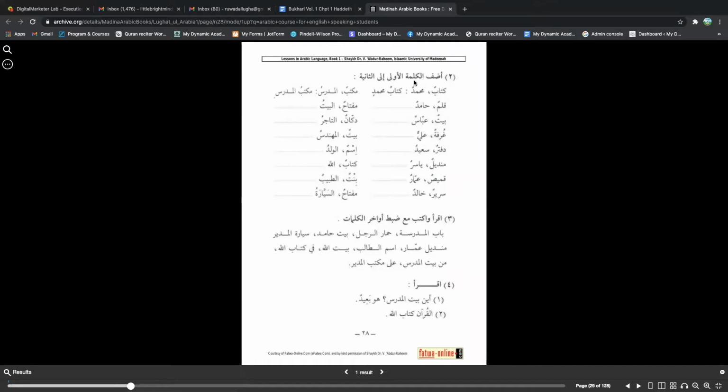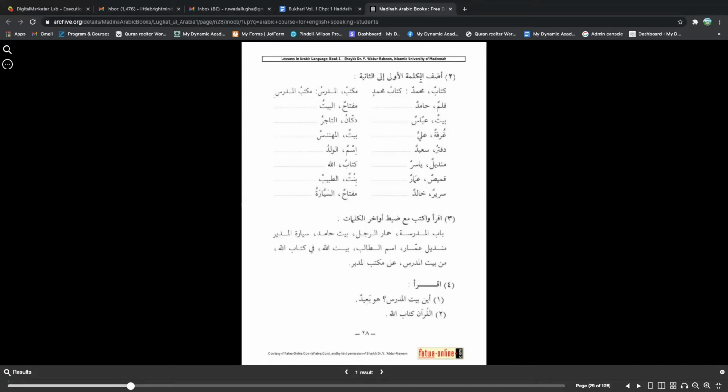Adif al-kalimat al-ula ila al-thaniya. So adif is referring back to the word idafa. Adif is the amr, the command form. It's telling you to make the mudaf, the kalima al-ula, the first word, which is mudaf, to the second word. Okay, al-ula is the cardinal feminine form of the number.